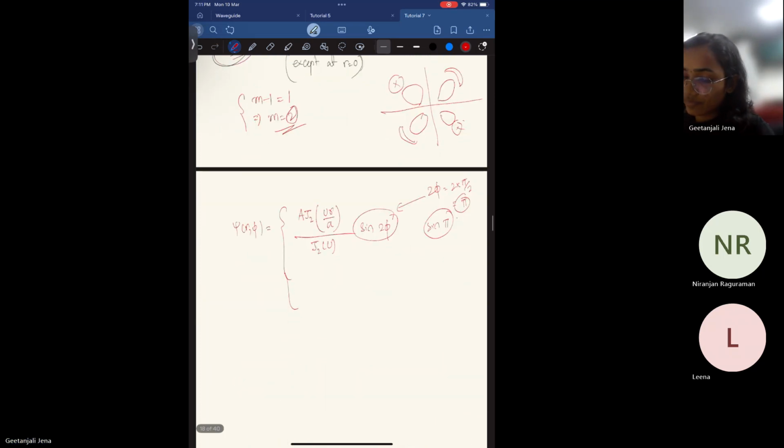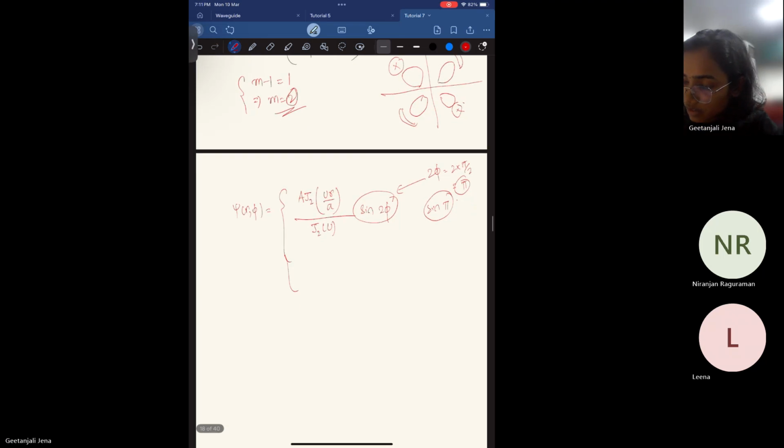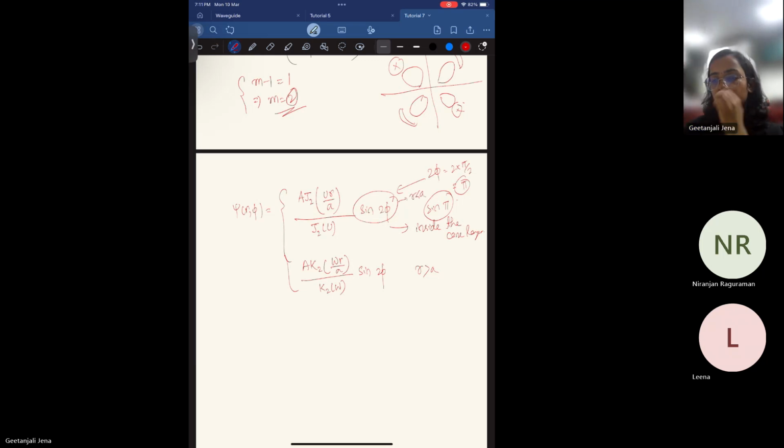Okay, this is clear. So this is for inside the core. And outside the core, we have the K function, K2 (W r by a) over K2(W), sine 2 phi, for r greater than a. The previous expression is for r less than a. Clear?